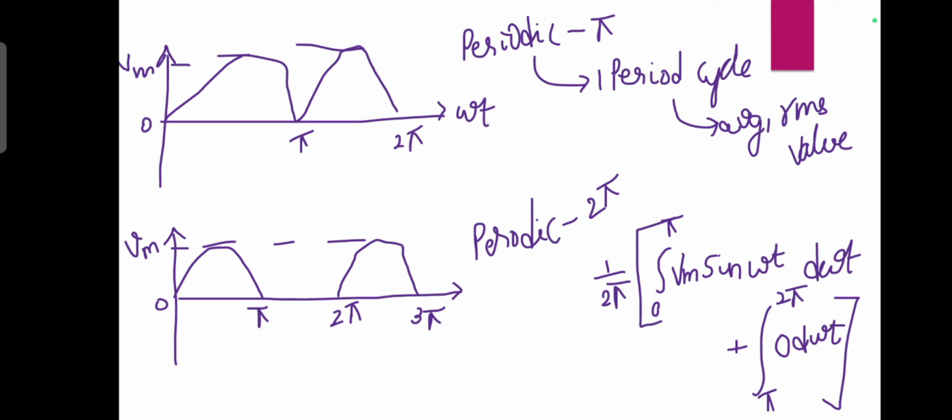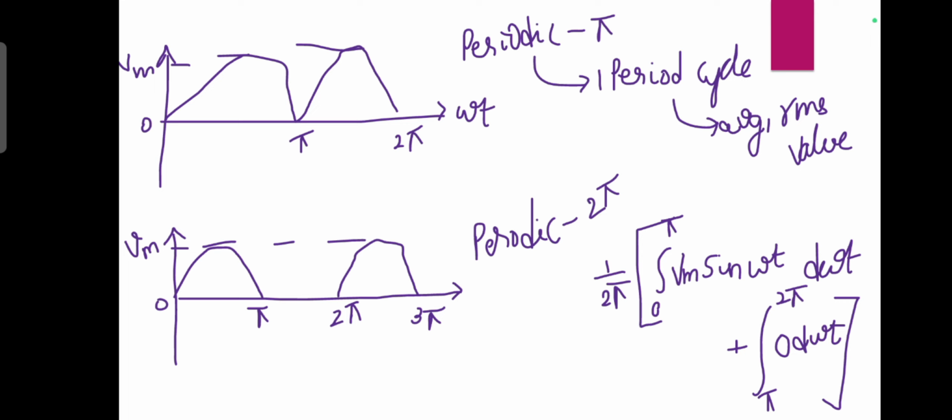As for the second waveform, here it is periodic, that is the repeating is 2 pi. 0 to pi we have a sinusoidal waveform, pi to 2 pi there is nothing. So here again the average value will be 1 by 2 pi integral 0 to pi Vm sin omega t dt plus 1 by 2 pi integral pi to 2 pi 0 omega t dt.